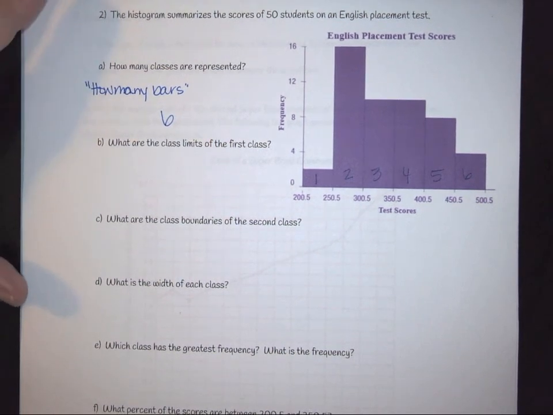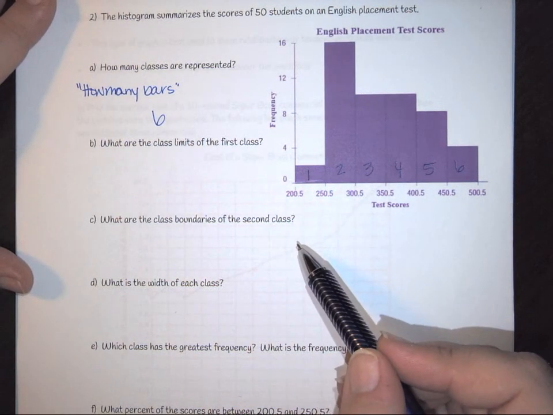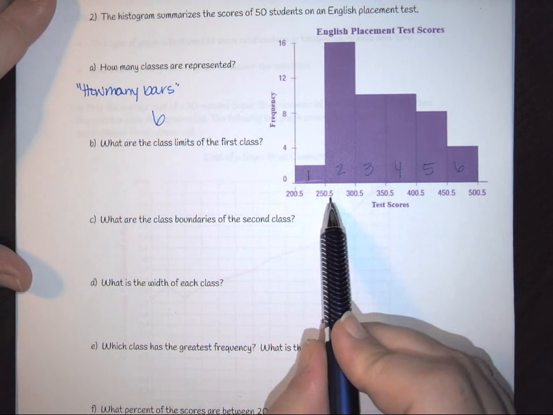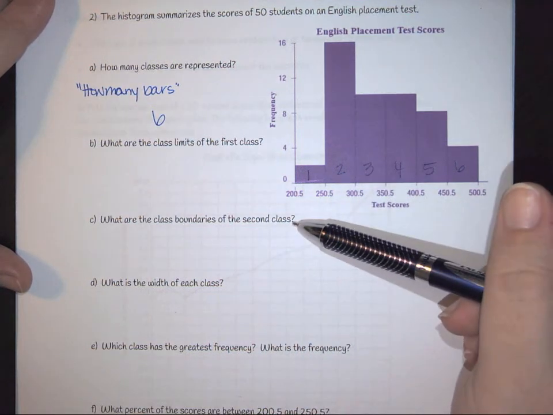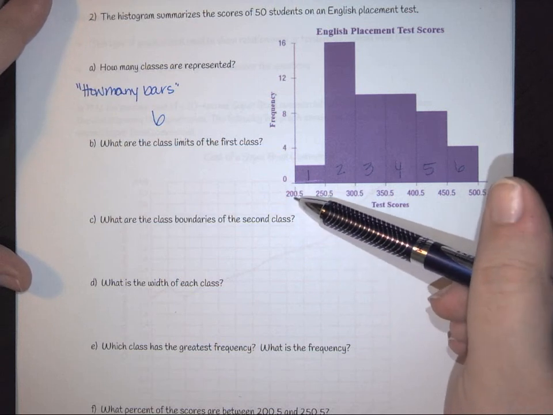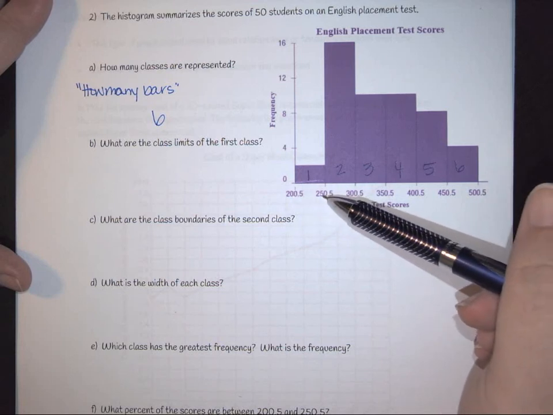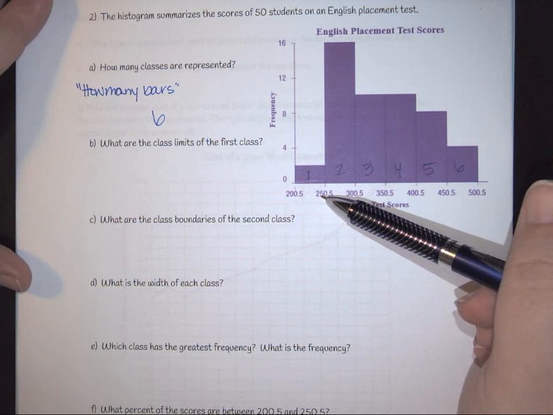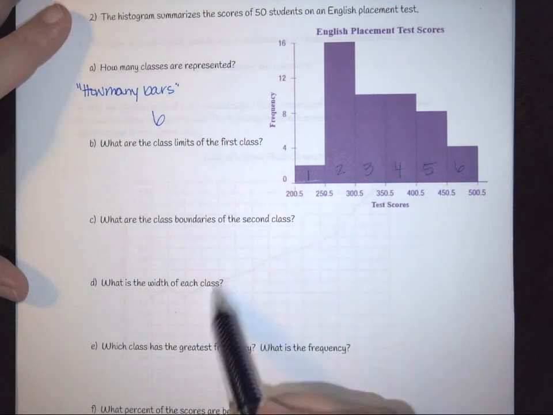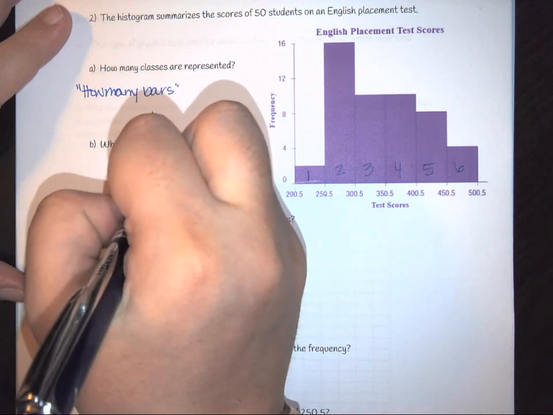Now the next one says, what are the class limits of the first class? So this is my first class here. The limits that we want to know are the whole numbers that this is going between. So in terms of class limits, essentially we would round up on the small side and down on the large side. So here you would say that we are roughly going between 201 to 250.